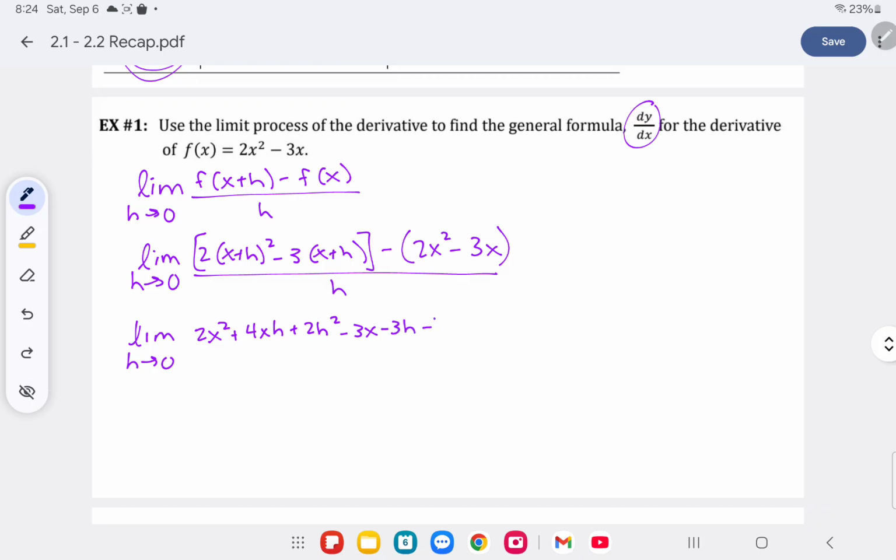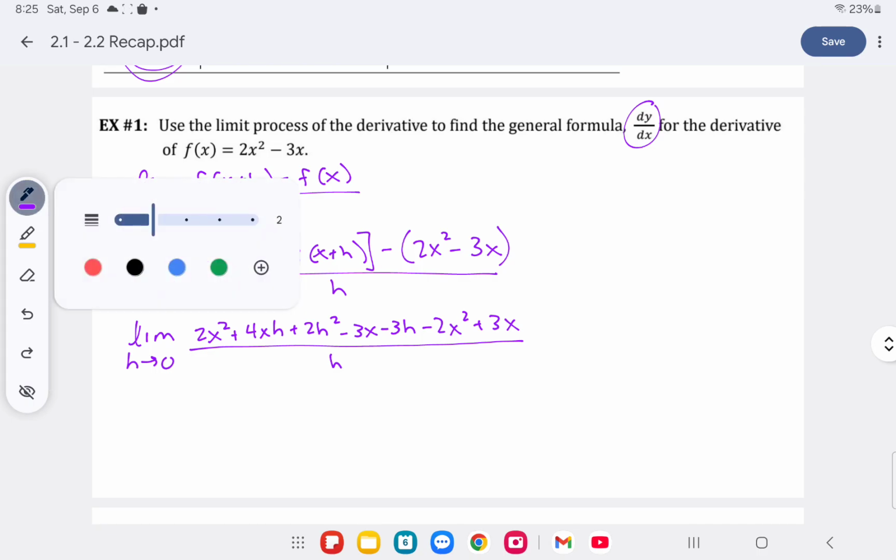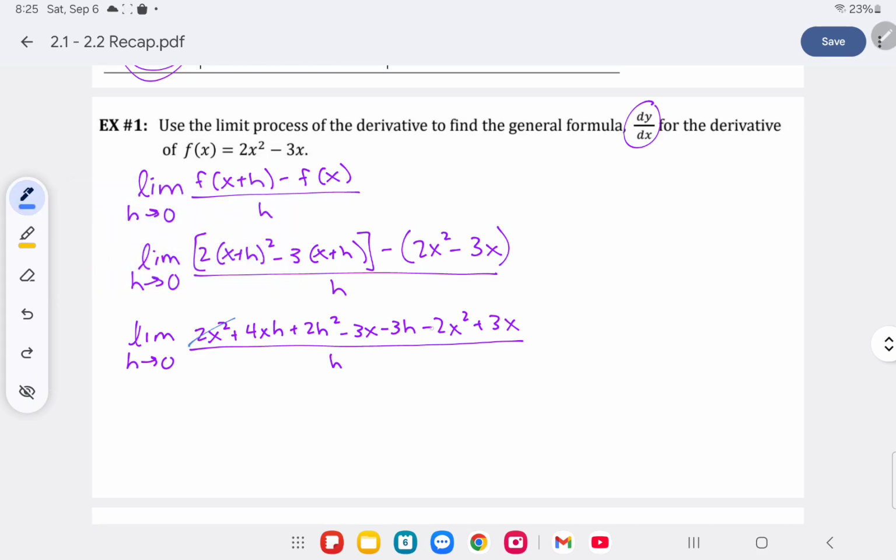I'll know if I'm making a mistake. Hopefully I'm not. Because everything that doesn't have an h in it should cancel out. Because in order to cancel out with our h in the denominator, we're going to need to factor out an h. So let's make sure that happens. We have a 2x squared and a negative 2x squared, a 3x and a negative 3x. Perfect. Everything without an h did cancel out.